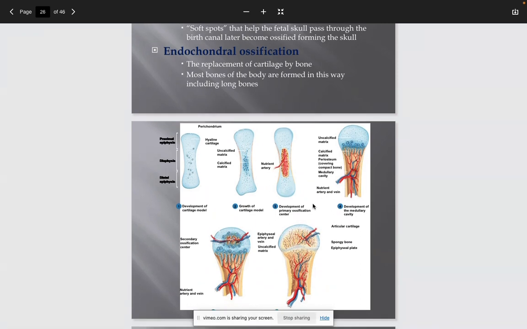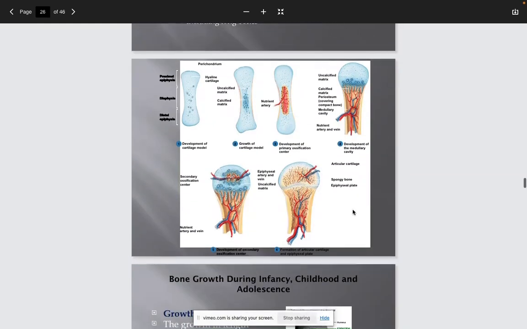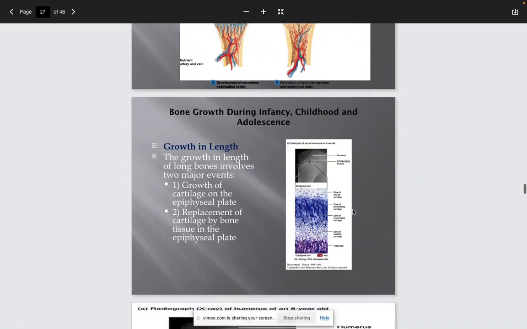Here is just a picture showing you the cartilage model, the development of this cartilage model. You have growth and then development of a primary ossification center here. And then eventually we develop this medullary cavity, which is going to contain the blood supply. So this is what I think is important: growth in length.